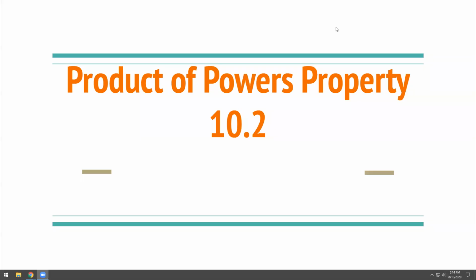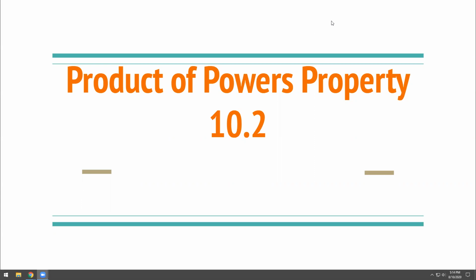Hey everyone, happy Tuesday. We're going to be doing notes today, so if you don't have it in front of you, go get a sheet of paper and a pencil so you are able to write these notes. And at the top of your paper, you're going to write product of powers property, and this is lesson 10.2.